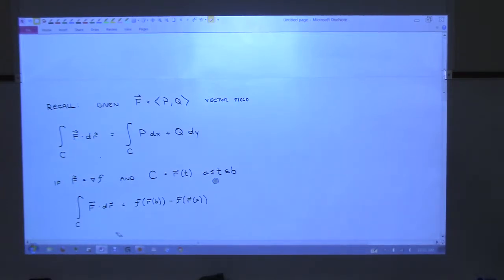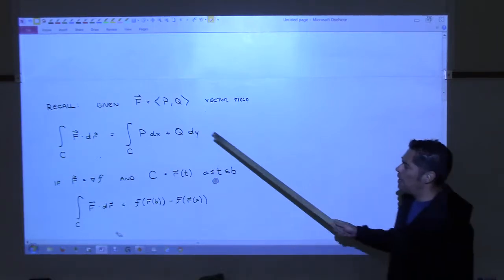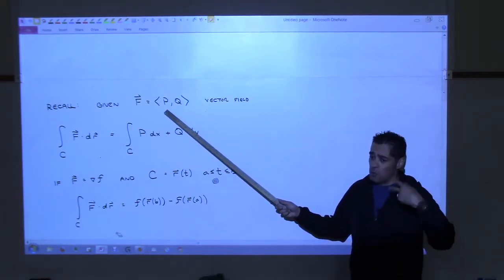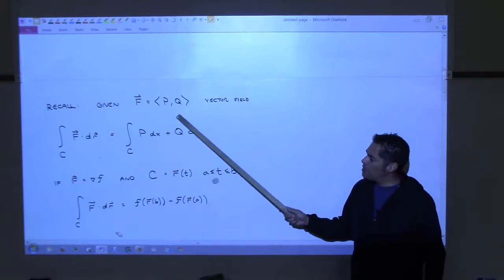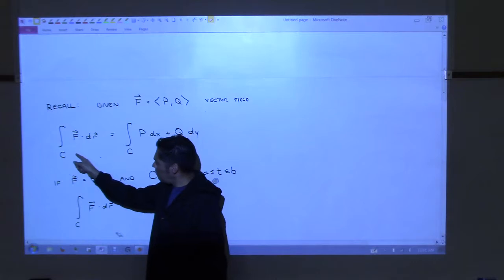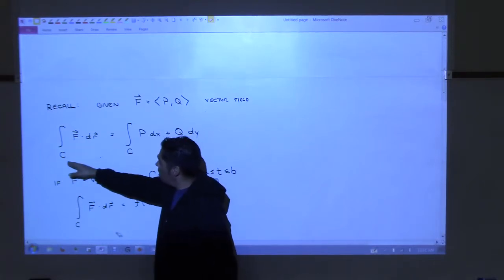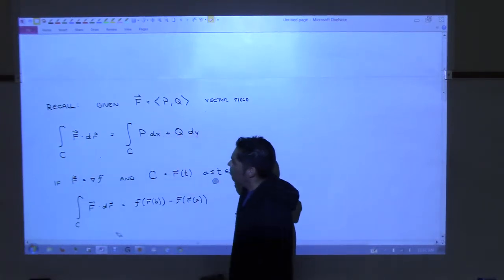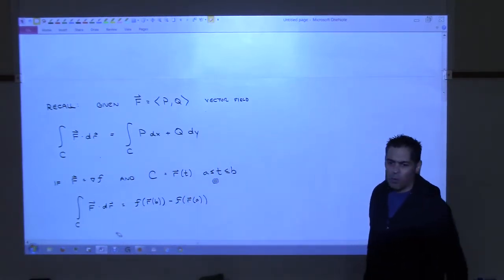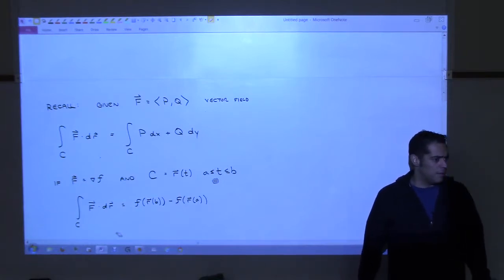All right. I just wanted to recap the important things that we're going to need today to continue what we were doing last time. Just remember that if you're given a vector field, this is a 2-dimensional vector field, but this also works with 3-dimensional. This line integral over C of the vector field F with respect to the vector R is going to be our work integral. Does that look familiar?